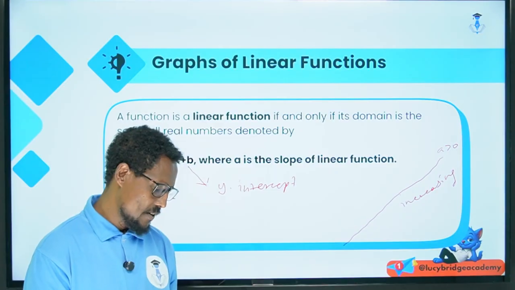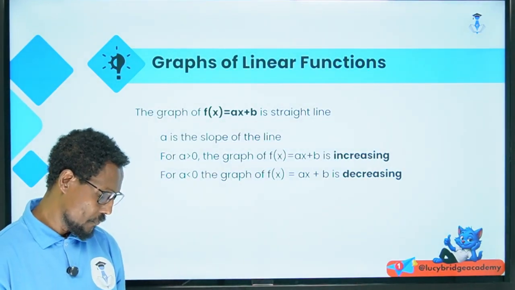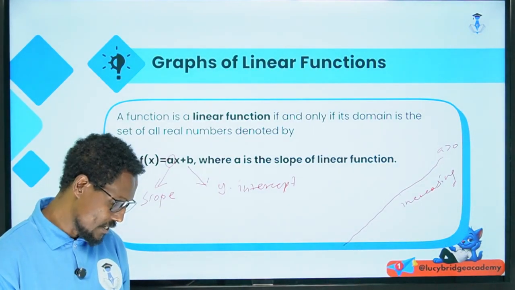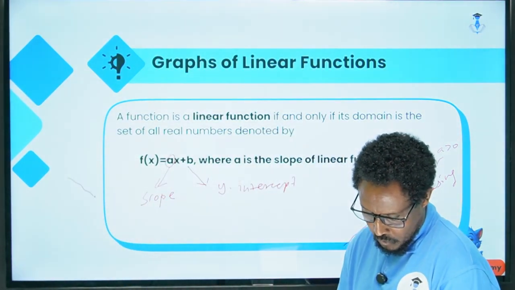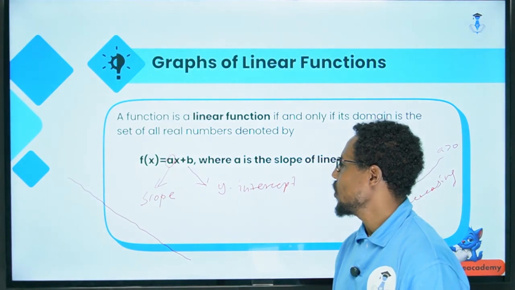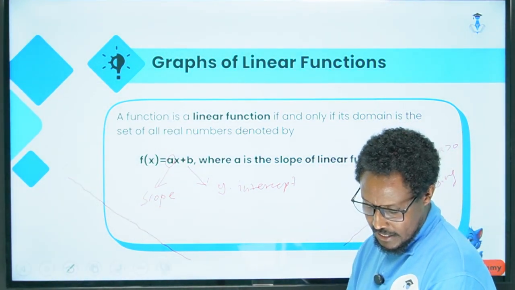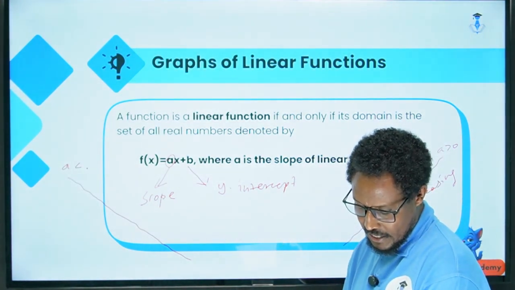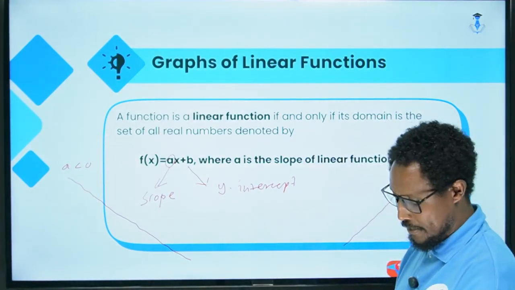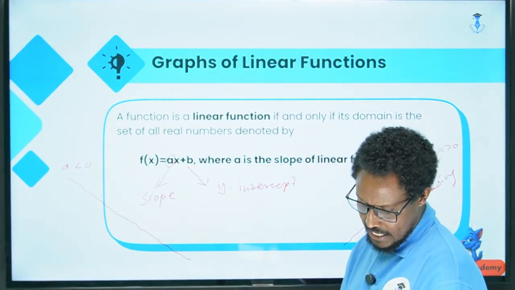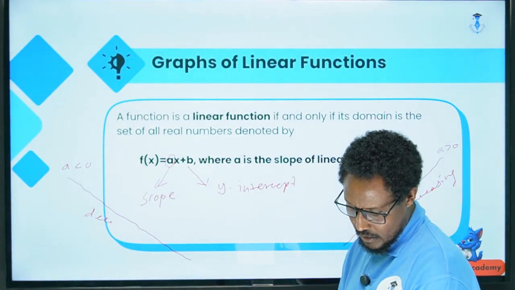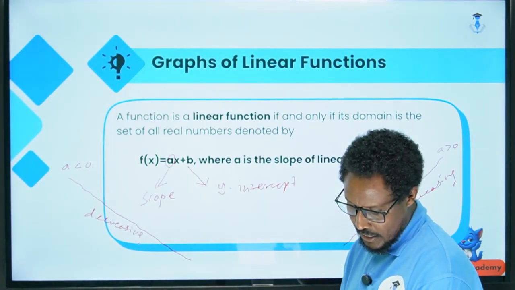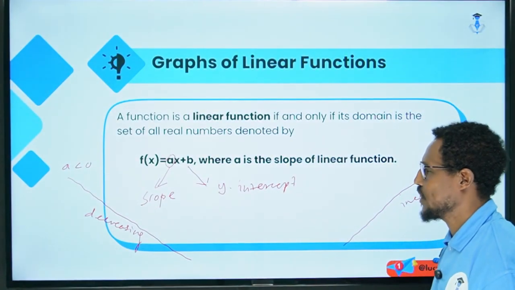But if it is from left top to right bottom, okay? Whereas if it is such a function from left top to right bottom, a is less than 0, that means the value of a is less than 0, which is a negative number. In this case, the line is decreasing, right? Decreasing. It is a decreasing function, right?